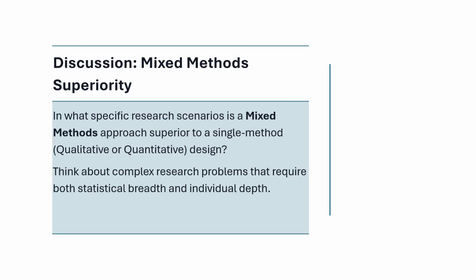So when results need validation or triangulation, there is a situation like this: you want stronger credibility by checking findings from multiple sources. For example, test scores improve and observations confirm better classroom participation. So why in this case is mixed method superior? Because consistent findings across methods increase validity and trustworthiness.